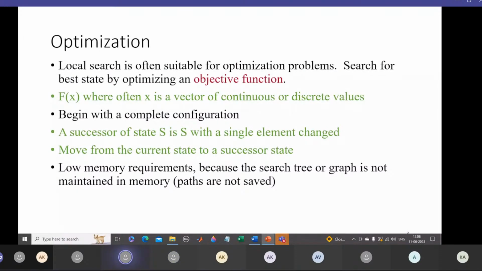When I want to find a hotel, for example in the Nungambakkam area, I can say that I'm going to optimize and find the best rate. For that purpose, you can use an objective function f of x. I can also find a good hotel in Chennai, and x can be continuous or discrete values. You have to start with the complete configuration.